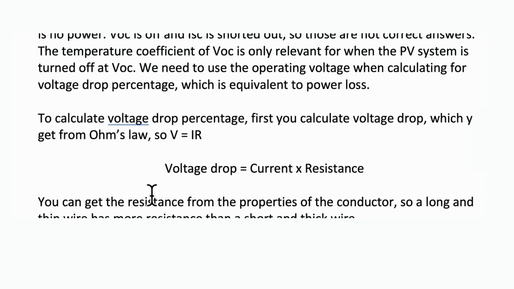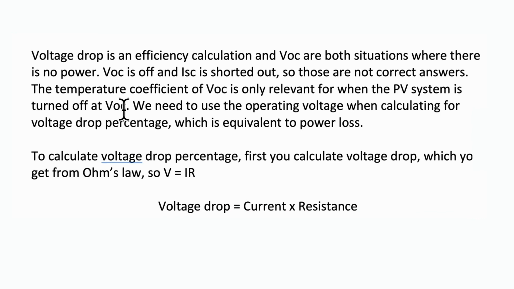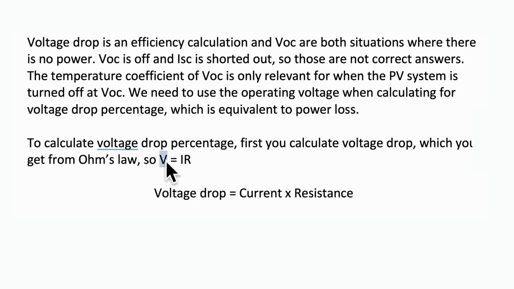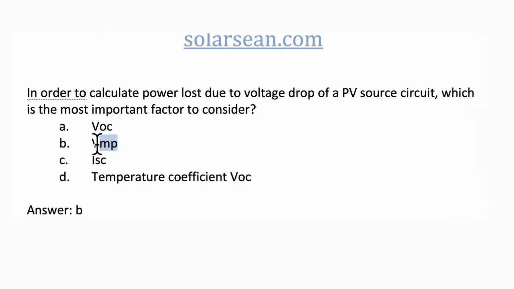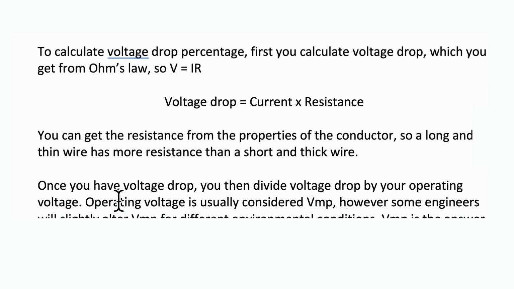Okay, back to this voltage drop question here. Once again, just skimming over this article, voltage drop is for efficiency. VOC and ISC are not efficiency things. And voltage drop actually has to do with Ohm's law. That's from George Ohm. And it has to do with voltage drop equals current times resistance. Then you would calculate your voltage drop here. And once you figured out your voltage drop, then you would compare that to the VMP: voltage drop divided by VMP times 100 gets you your voltage drop percentage. So there we go. Voltage drop, current times resistance.